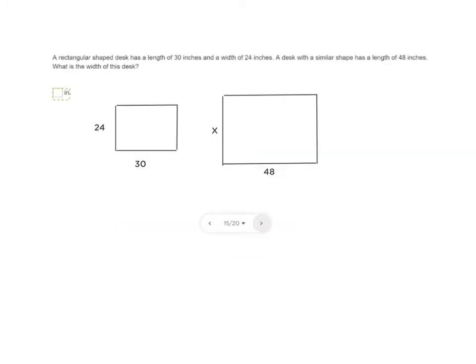A rectangular desk has a length of 30 inches and a width of 24 inches. A desk with similar shape has a length of 48. What is the width of the desk? So to find this, we're going to set a proportion. 24 corresponds to x, right? It's in a similar position. And 30 corresponds to 48.